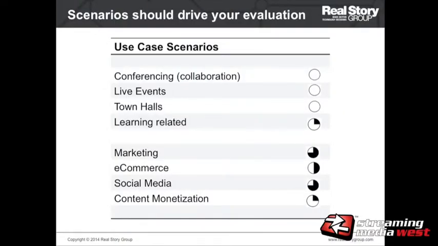But again, if you are trying to make sense of which direction you should lean towards, drive your evaluations off of scenarios. Here are the eight scenarios that we tend to look at when we do these. You are likely to fall into multiple scenarios, but probably not all of them. Likewise, there are vendors who are probably good at one or two of these scenarios, but no one's good at all of them. That's why you really need to do some testing.